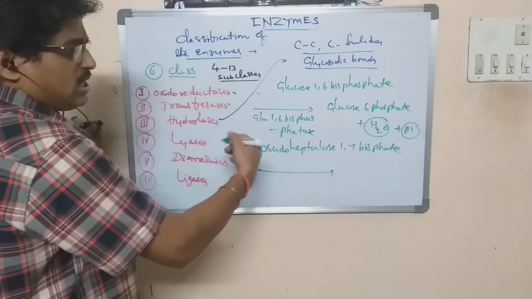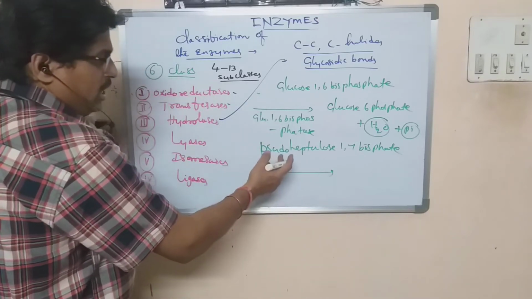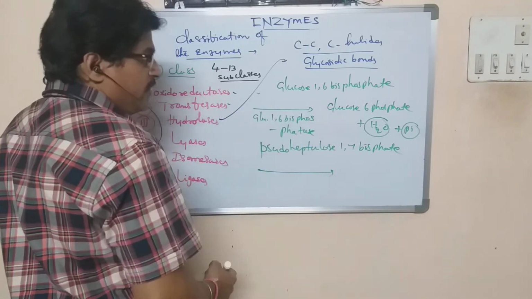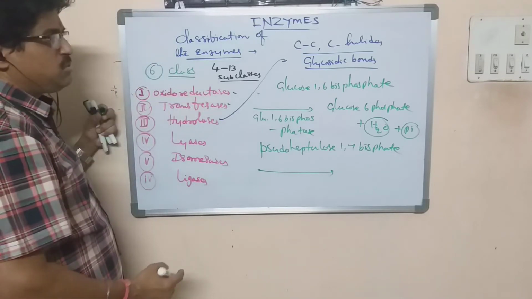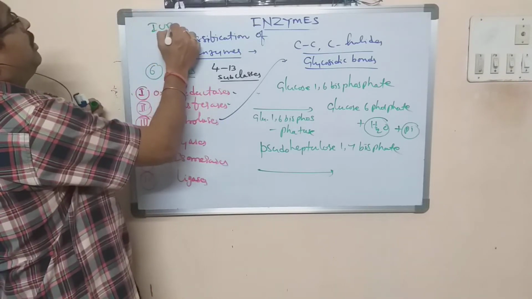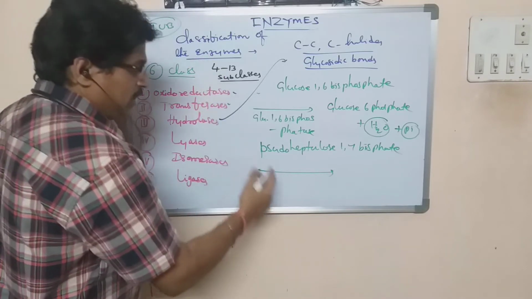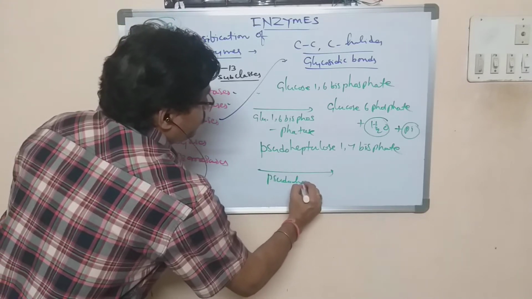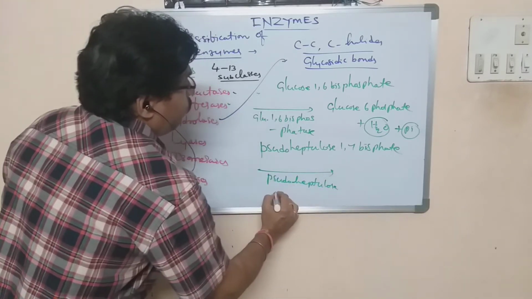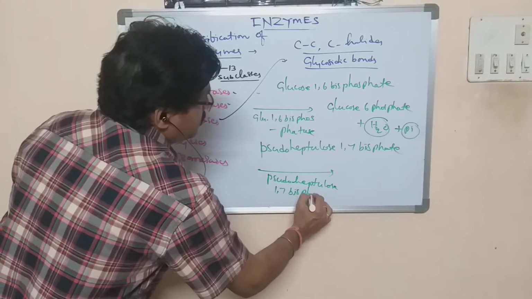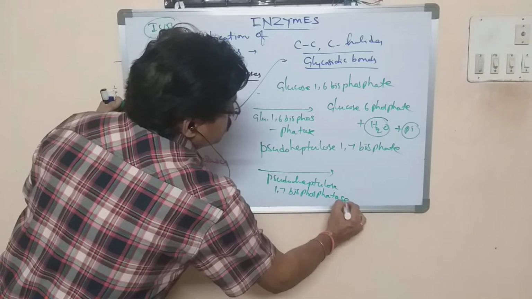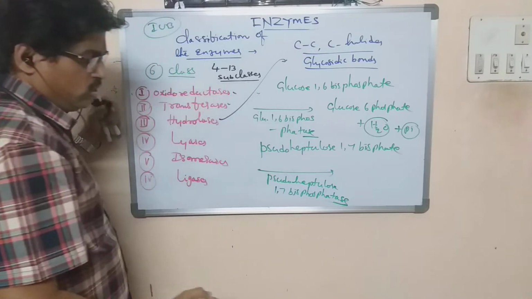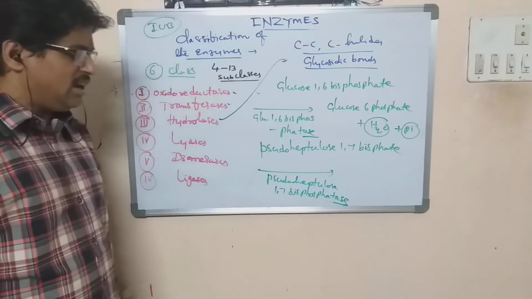Same name. Most of the enzymes are given the name based on the type of the substrate and some of them on the type of the action. That nomenclature is given by the IUB, the International Union of Biochemistry. According to IUB only, they are all classified and given the nomenclature. So here also we will see pseudoheptulose 1,7 bisphosphatase. Remember that according to IUB rules, most of the enzyme names end with ASE.